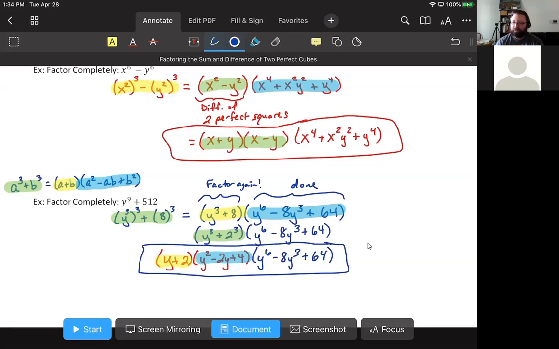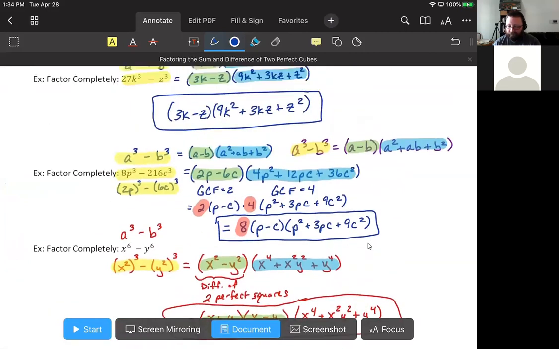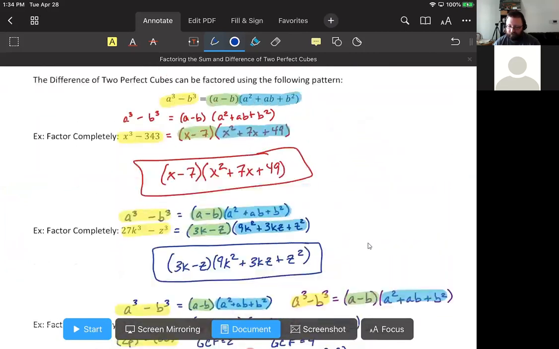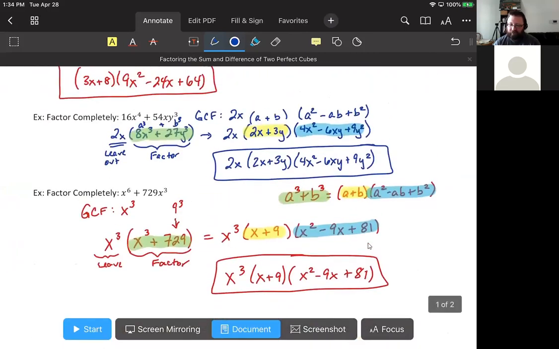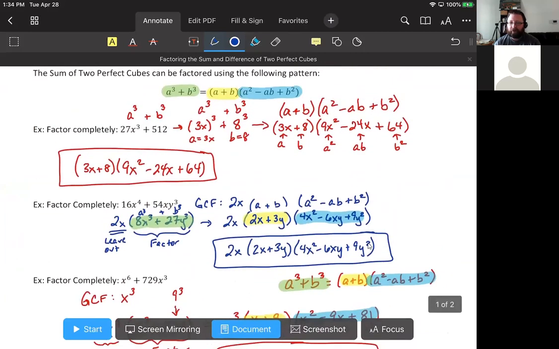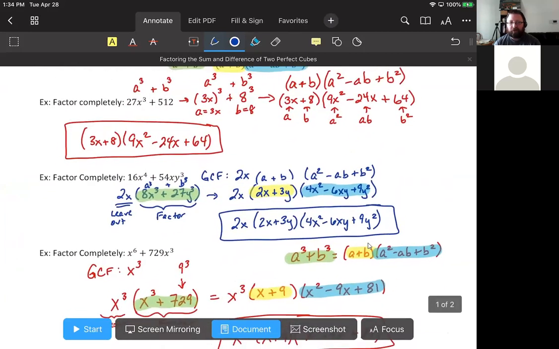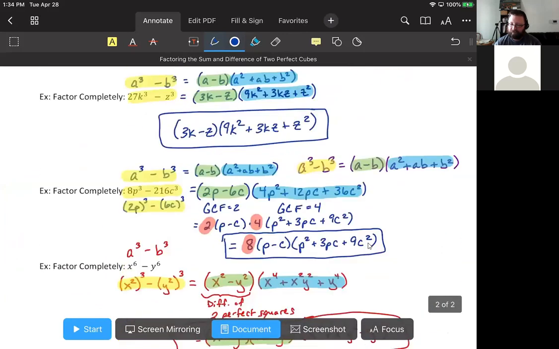Now, there are going to be a few problems like these ones up here that had a GCF that we have to pull out first. The blue one in the middle there would be the one I'm talking about. So you need to be prepared for that possibility. You need to make sure you take the GCF out before you follow your factoring pattern for sum or difference of two perfect cubes. Okay?